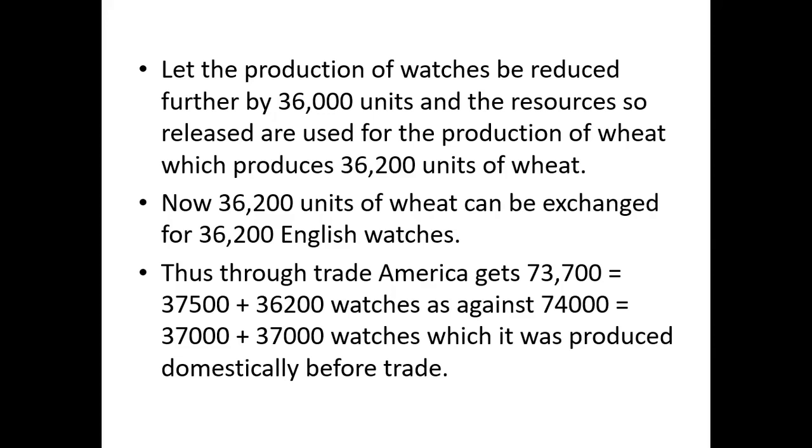So now the wheat production is 36,200 units. As the exchange ratio is 1:1, this 36,200 units of wheat can be exchanged for 36,200 units of English watches. So from this arithmetical example, now it is clear that through trade, America is able to get 73,700 units of watches. That is 37,500 plus 36,200 watches.